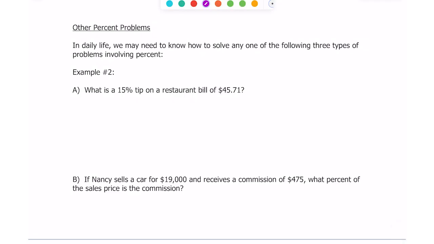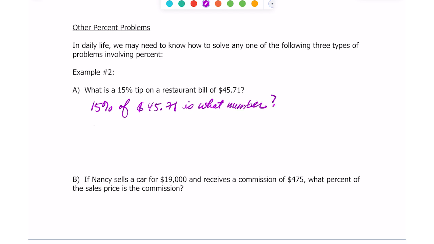Let's look at some problems where we need to solve percents. In daily life, we may need to know how to solve any one of the following three types of problems involving a percentage. In this first example, we're asked to find a 15% tip on a restaurant bill of $45.71. So really what this question is asking us for is: 15% of $45.71 is what number?